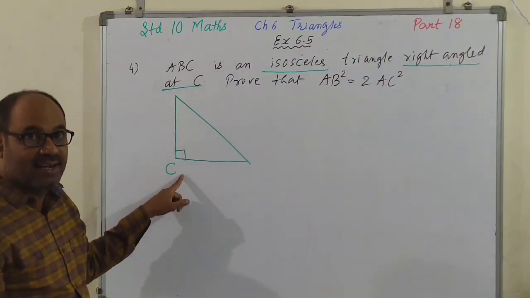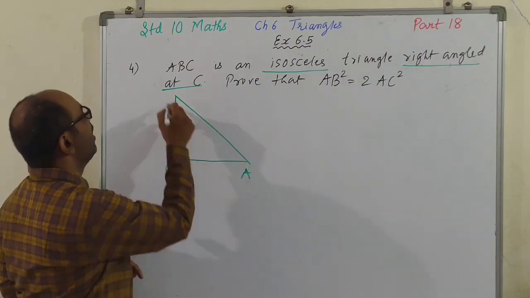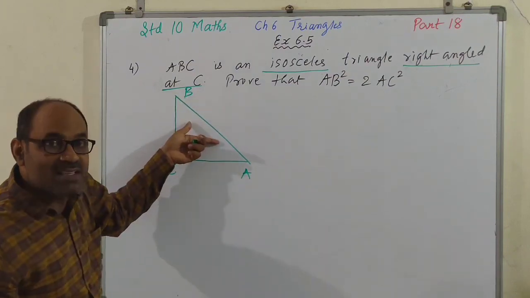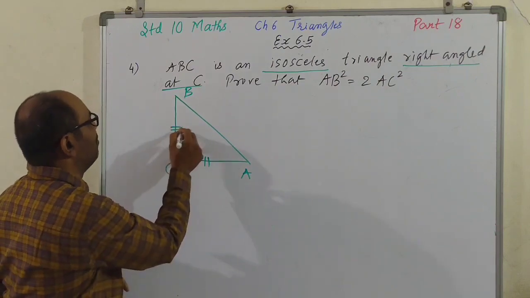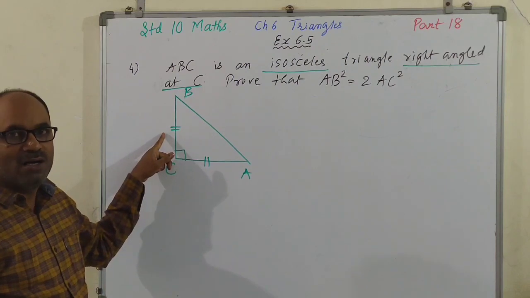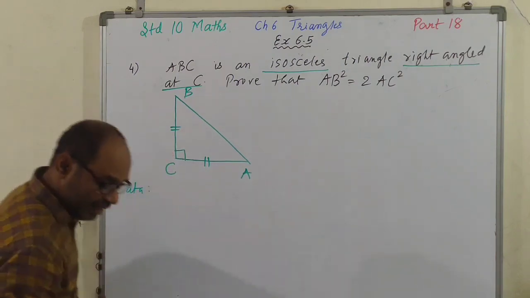So I put C here. So hypotenuse, okay, let's see, this is ABC. So hypotenuse is AB. You know AB is the longest side. So only these two sides can be equal. So in isosceles triangle, AC equal to BC. So that is data. What is given in the data?